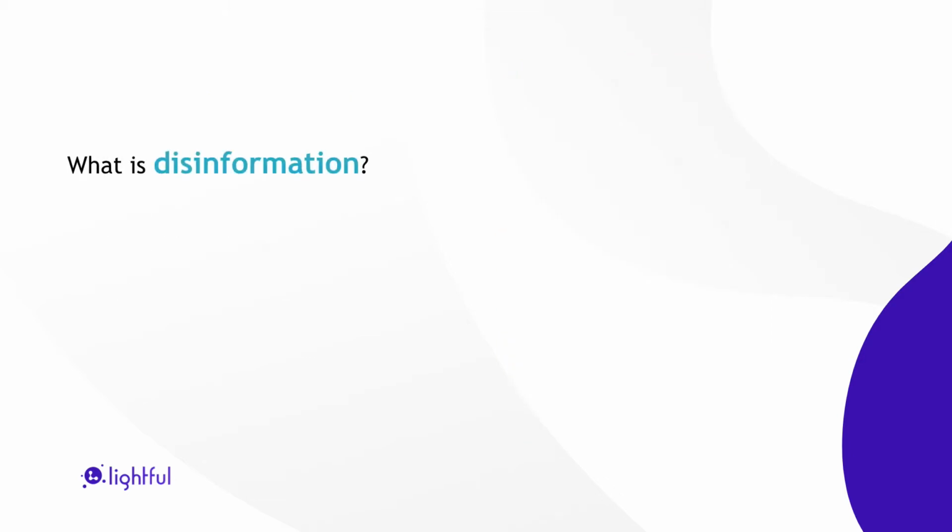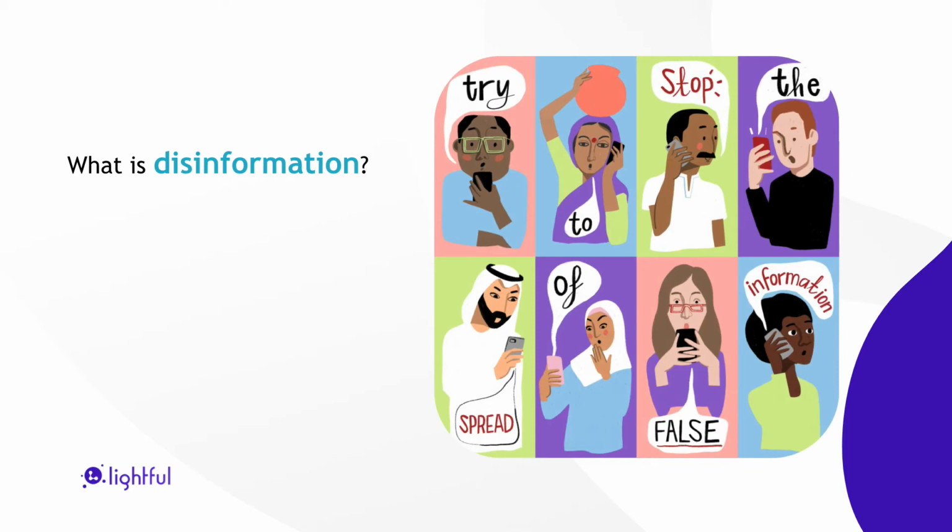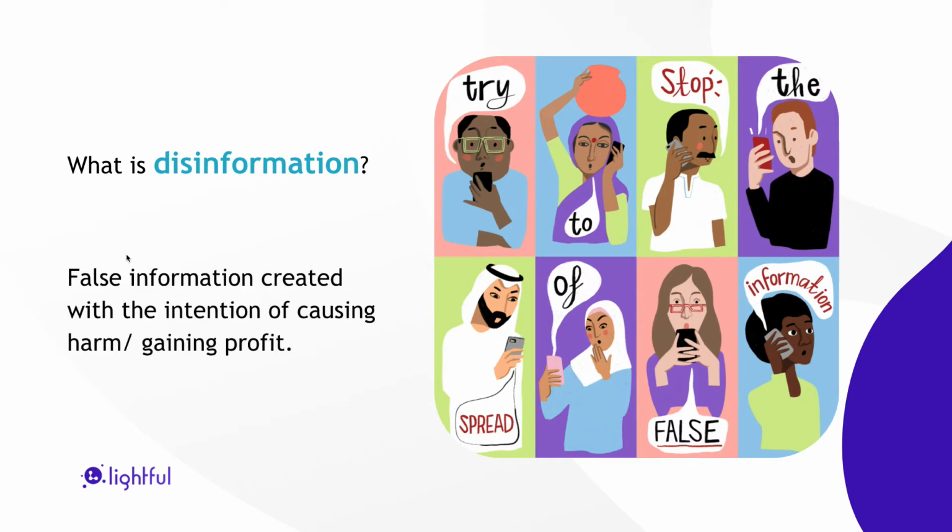And then we also have disinformation. This is false information created with the intention of causing harm or gaining profit. During the COVID-19 pandemic, disinformation is being used to erode our trust in each other, in governments and in public institutions. So it's really important that we watch out for it both online and offline, and that we try and stop the spread of this sort of information.